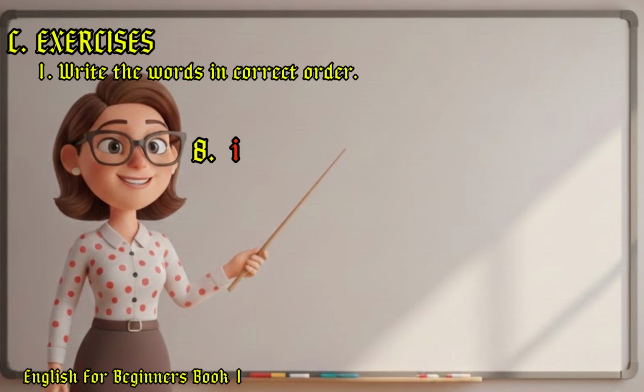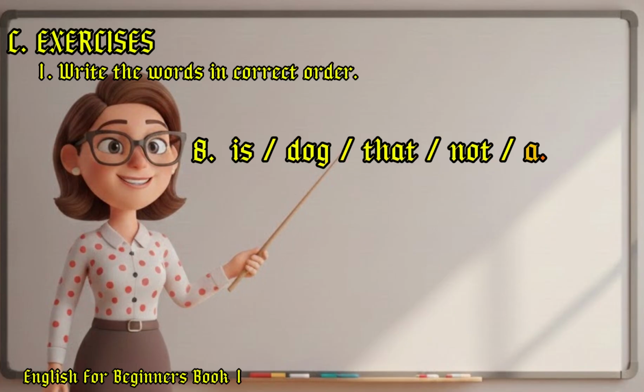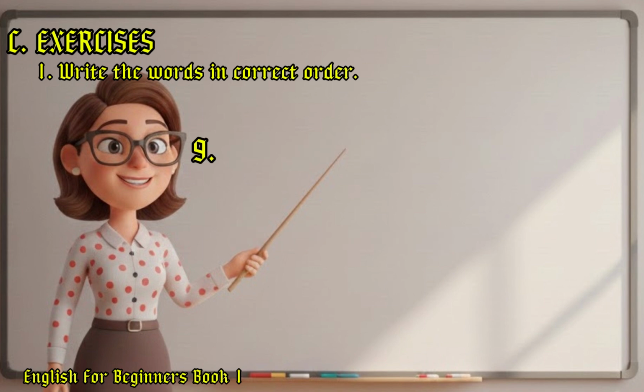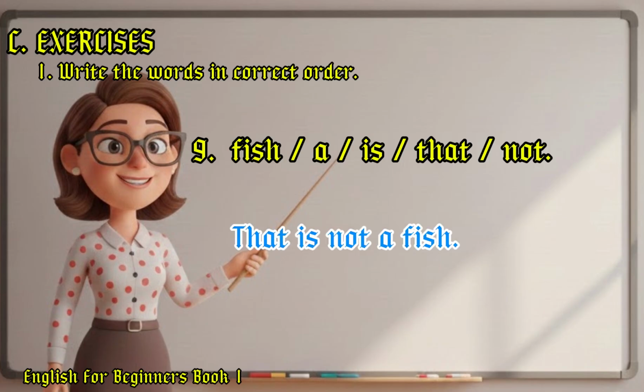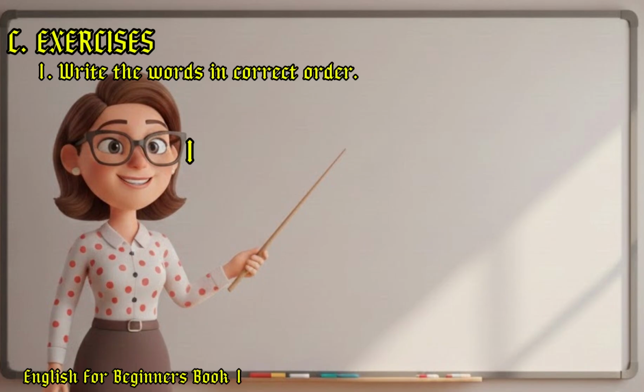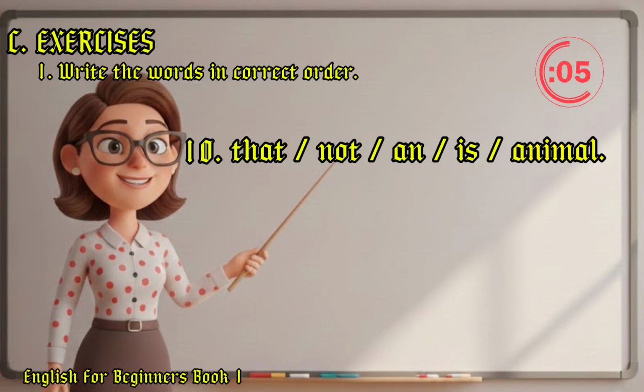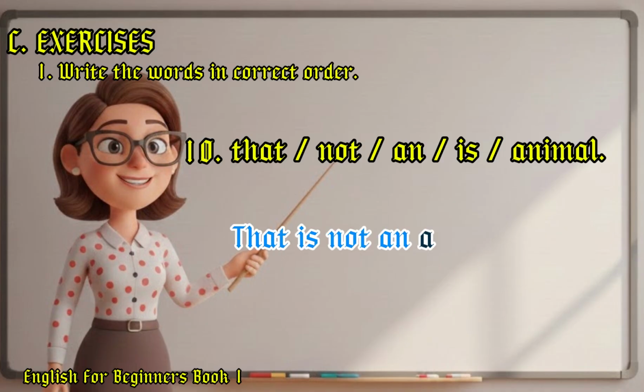8. Is dog, that, not a. That is not a dog. 9. Fish a is that, not. That is not a fish. 10. That's not an is animal. That is not an animal.